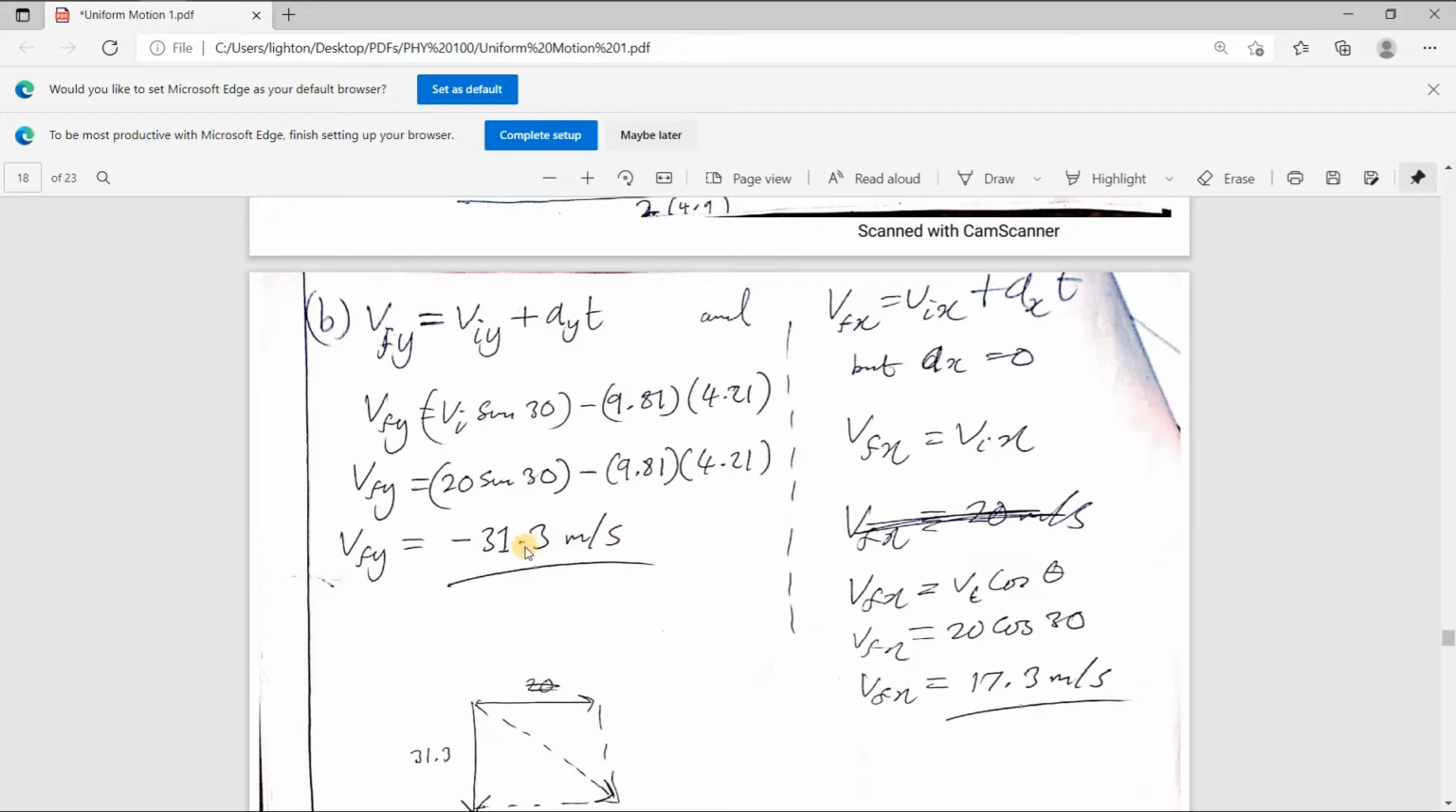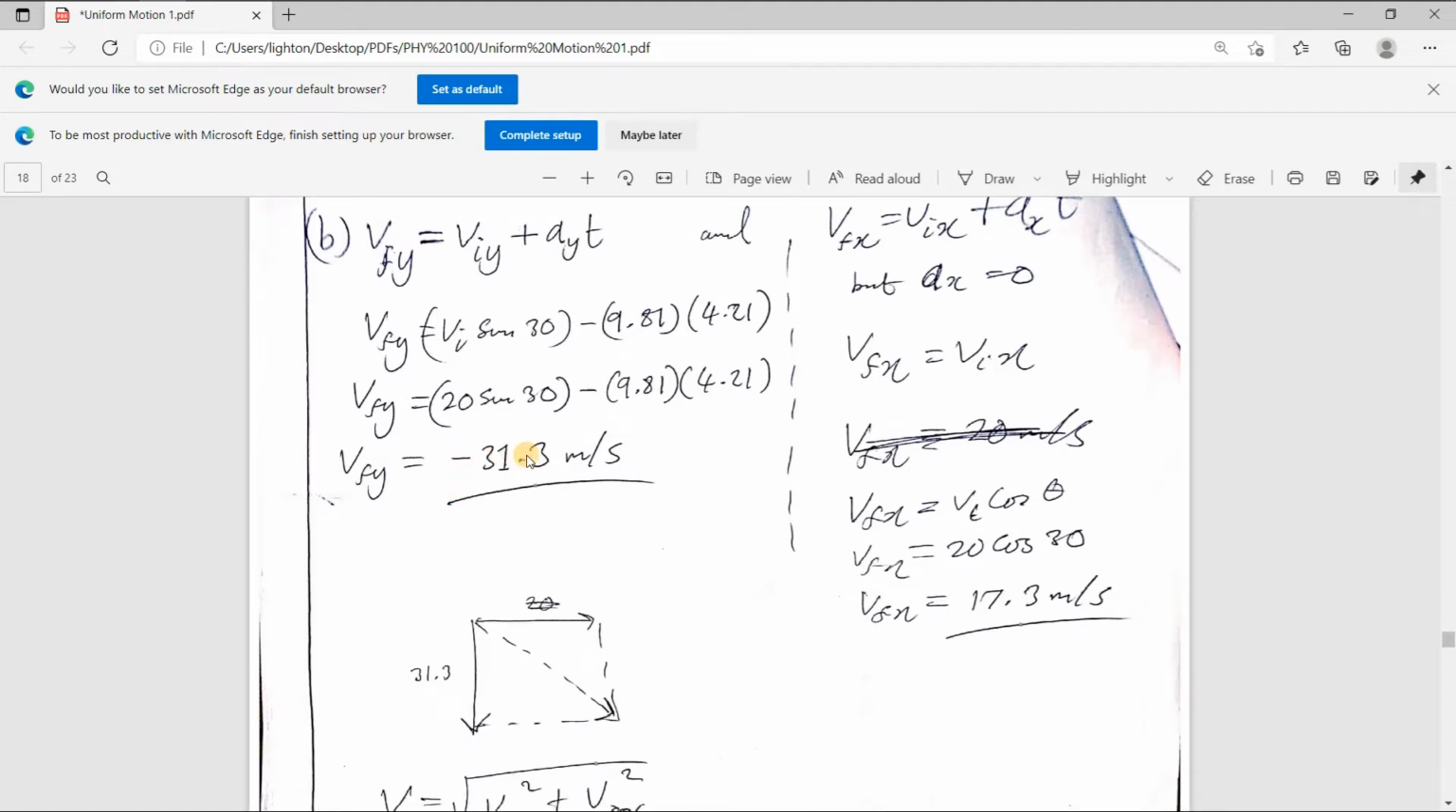meters per second. So this is the final component of velocity in the y-axis. That's why it's vfy, final component of velocity in the y-axis. The negative is showing that it is going down. Remember, we chose up as positive, but we have a minus here, meaning that it is going downwards. So the y component of velocity is going downwards. That's why it has this negative.